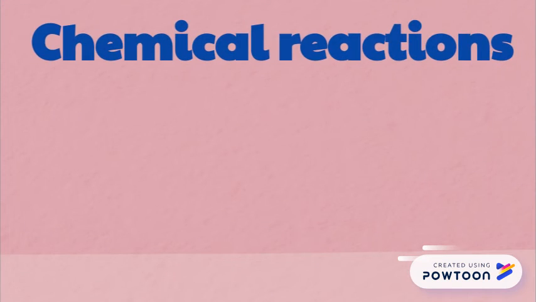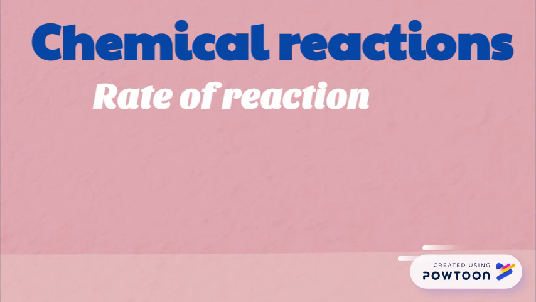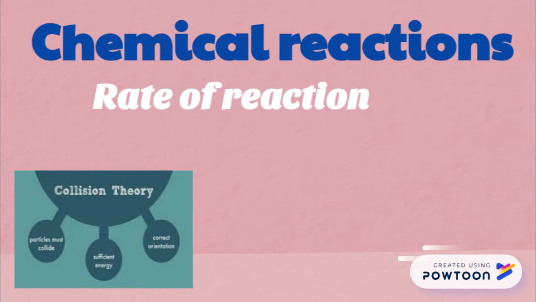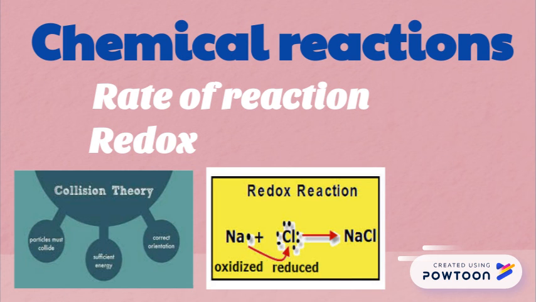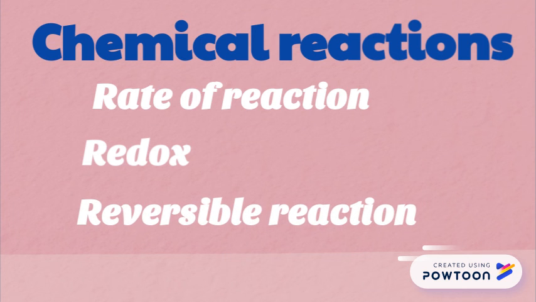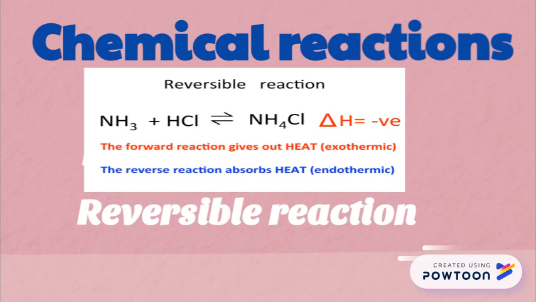Next chapter is chemical reaction. For rate of reaction, describe the factors affecting the rate of reaction and explain in terms of collision theory. For redox, describe what is redox reaction and explain testing for oxidizing and reducing agent. The last subtopic is reversible reaction. Explain how chemical reactions can be reversed and reach equilibrium.